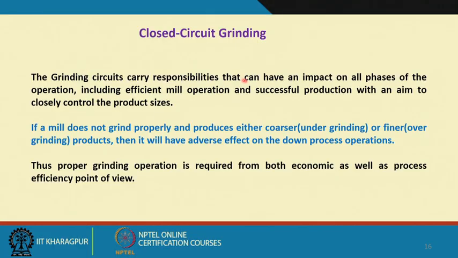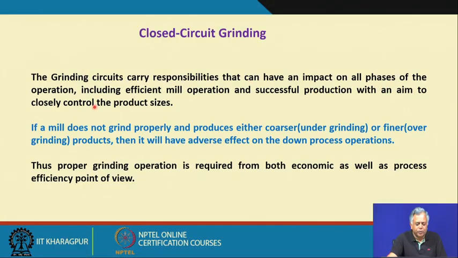operation, and in grinding operations quality control is mostly through a classifier, that is a hydrocyclone, and that is why I am writing this: it carries responsibility that can have impact on all phases of the operation, including efficient mill operation and successful production, with an aim to closely control the product sizes. Because if the product sizes are not liberated properly, or they are liberated at too fine sizes than what is required, then it will have adverse effect on the downstream process, and normally that is the froth flotation process.